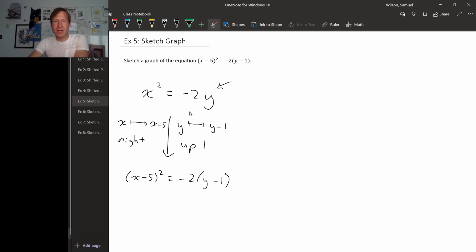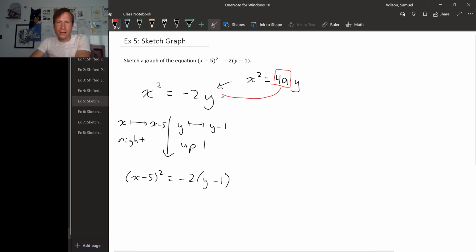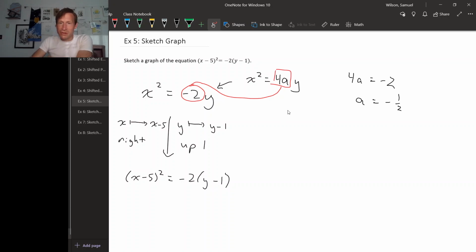This is a parabola, and it looks like it opens in the up-down direction because x is squared and y is unsquared. So remember, the general template for this equation is x² = 4ay. So 4a is −2. And that means that a is −1/2.